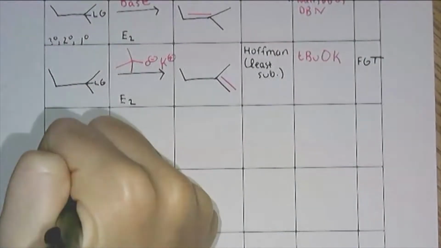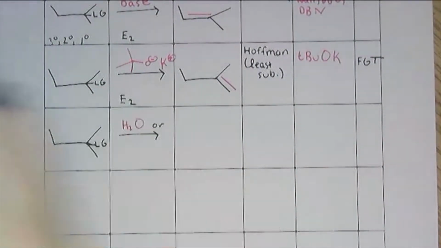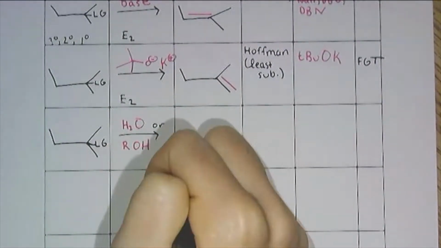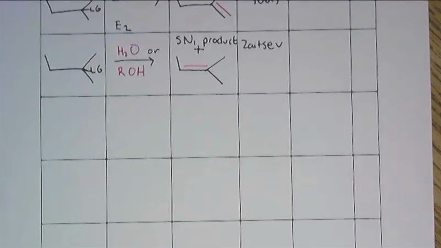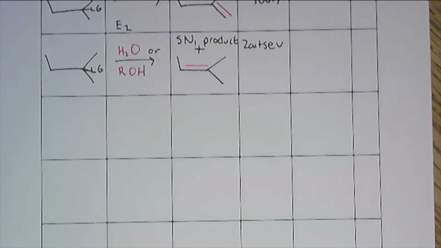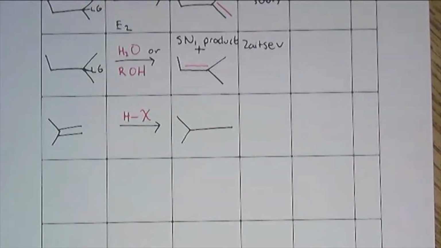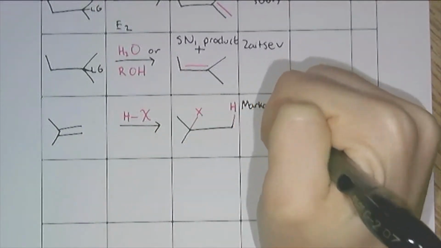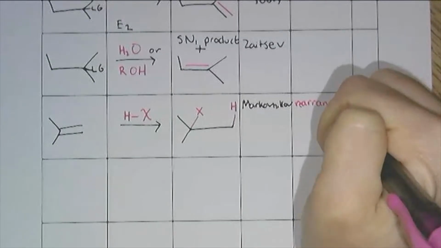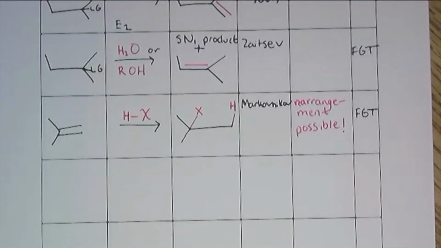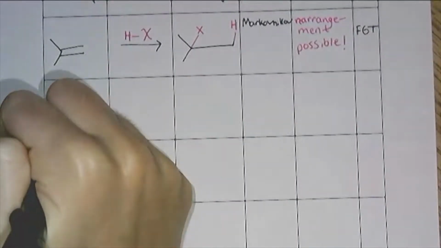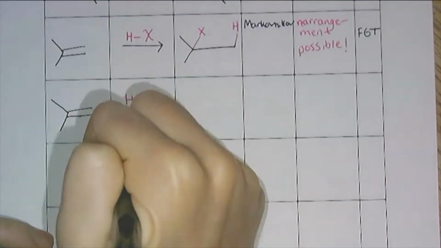For our next reaction, we're just going to add water or something attached to OH. In this case, you're going to get the Zaitsev product. In this one, the halogen is going to attach to the most substituted position, therefore forming the Markovnikov product. Here, rearrangement is possible, meaning that if there's double bonds, it can move over to form the most stable configuration.